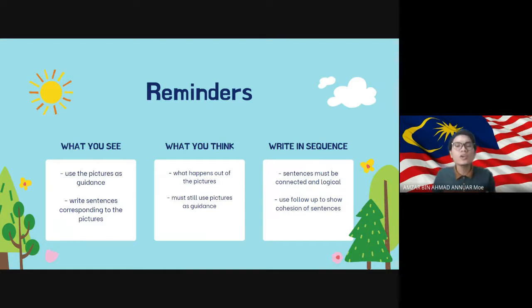And then use follow-up to show cohesion of sentences. Okay, macam mana awak nak tulis pasal cohesion of sentences ni? Apa maksud cohesion of sentences ni? Cohesion of sentences ni maksudnya mesti ada kesinambungan daripada satu bahagian ke bahagian yang lain. Okay, maksudnya kalau dia nak pergi makan, janganlah pula awak cakap pasal dia nak pergi hotel.